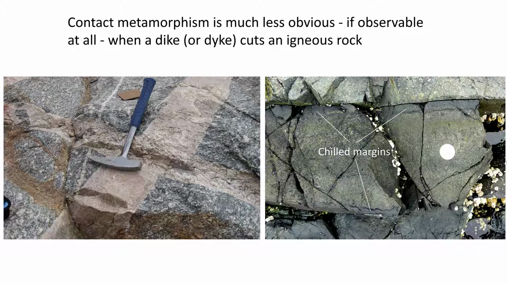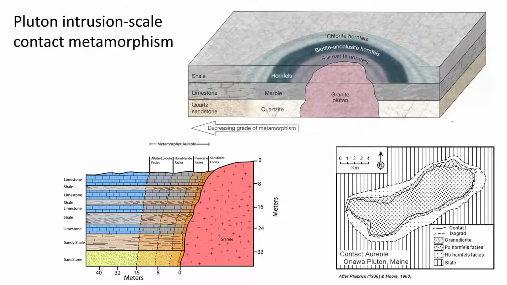As we discussed a bit last week, contact metamorphism is much less obvious, if it's observable at all, when we're looking at the scale of a dike that cuts an igneous rock. So on the left, there's an example of a felsic dike, and you really can't tell much of any contact metamorphism happening. And the only indication of the contact metamorphism on the right is the chilled margin surrounding the dike.